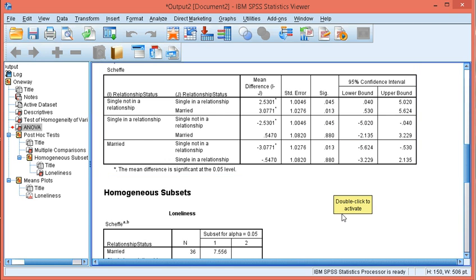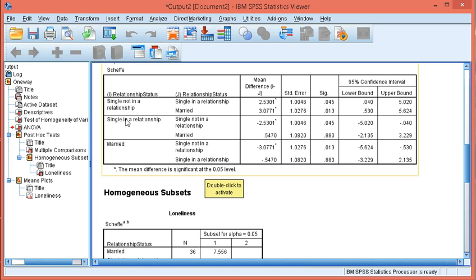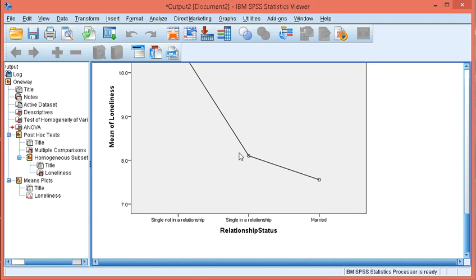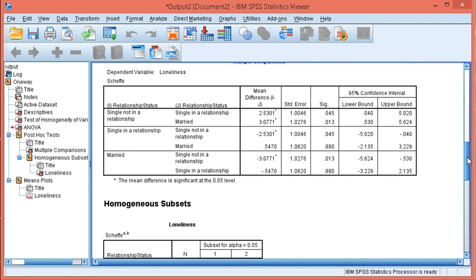Same value. Now the only thing we haven't compared is single in a relationship and married, which is this. Is there a difference between those two means? Single in a relationship and married, boom, there is no significant difference. It is larger than 0.05. The other comparisons below are basically the ones we've done above. This one is the same as this one. This one is the same as this one.